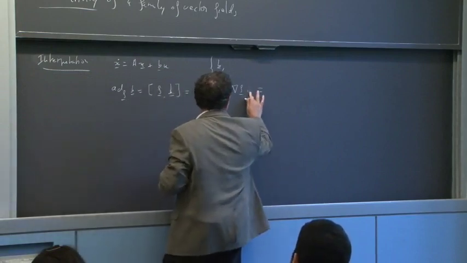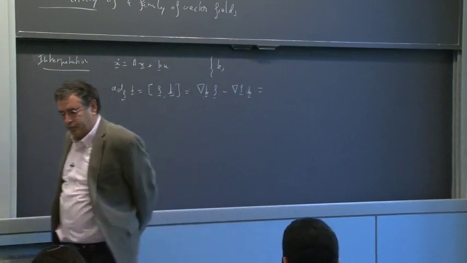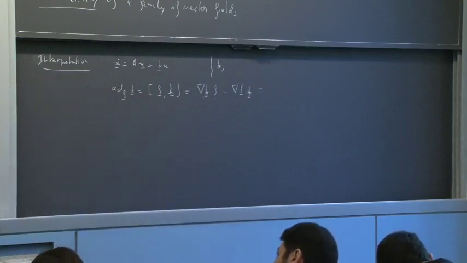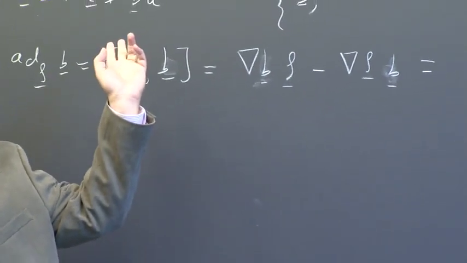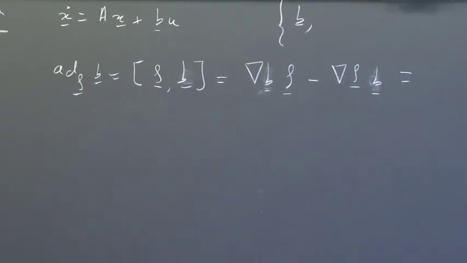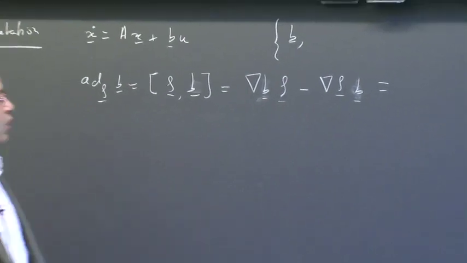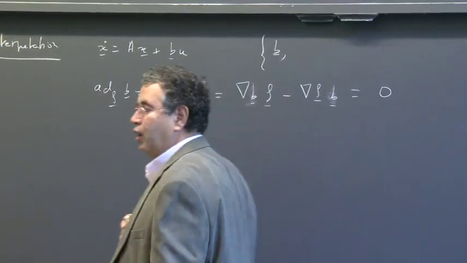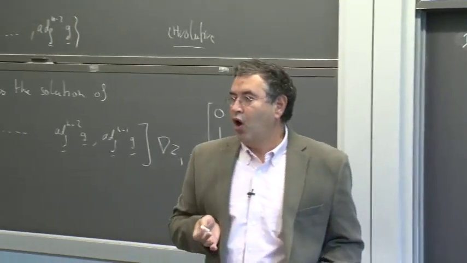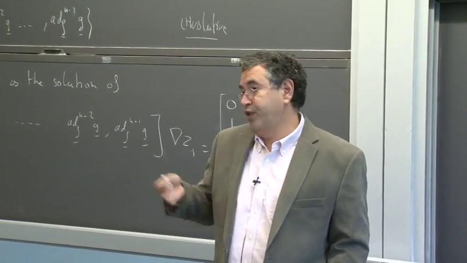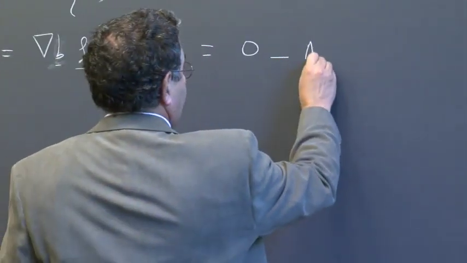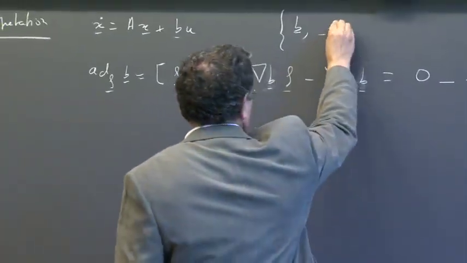So it's equal to this. And what is that equal to? What's the first one? What's the Jacobian of b? 0, right? b is constant in an LTI system, so the Jacobian of b is 0. Multiplied by f, it's still 0. What's the Jacobian of f? F is Ax, so the Jacobian of f is just A. So minus AB, you're going to get minus AB.